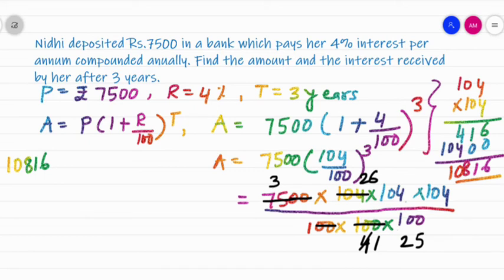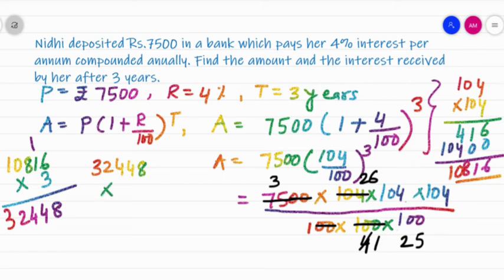10816 multiplied by 75 is the next step. First of all, multiplied by 3. So 3 6s are 18, 1, 3 1s are 3 and 1 is 4, 3 8s are 24, 2, 3 0s are 0 and 2 is 2, and 3 1s are 3. So 32448.